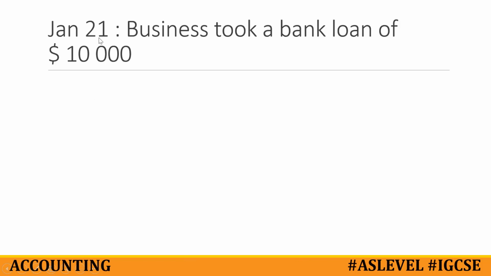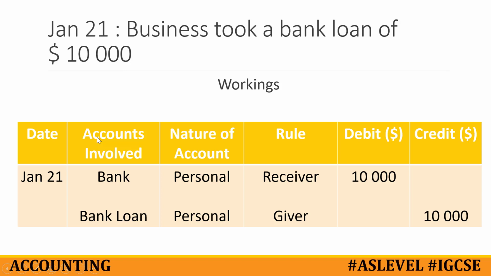So the transaction is on January 21, business took a bank loan of $10,000. If you have watched the earlier videos, you would know that we do workings in this table. This table has been explained in detail in lesson number 1. I would recommend you to watch that video.